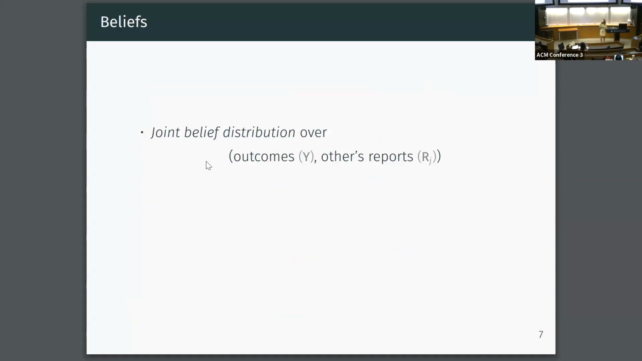The last thing in the model is that in our setting, we're considering that the forecasters have a joint belief distribution over both the outcome vector and everyone else's reports. This has also been used in previous literature, and it allows for a pretty general understanding of uncertainty. For example, a Bayesian setting maybe where people have different pieces of information that they receive and then update about the outcomes and what other people believe and report.